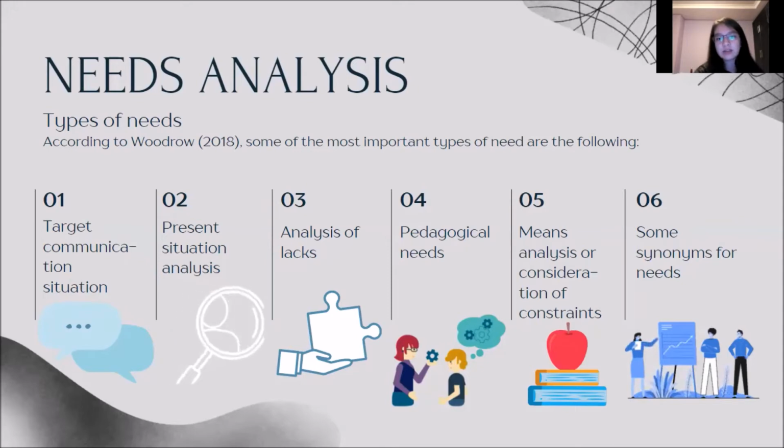Pedagogical needs consider the learning strategies required to follow in an ESP course. Means analysis, or consideration of constraints, refers to possible resources such as staff, materials, and classrooms. And some synonyms for needs: wants, desires, lacks, necessities, gaps, deficiencies, and requests.